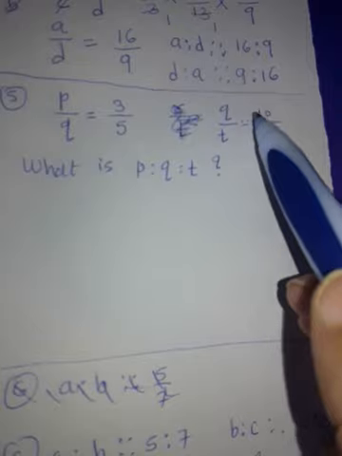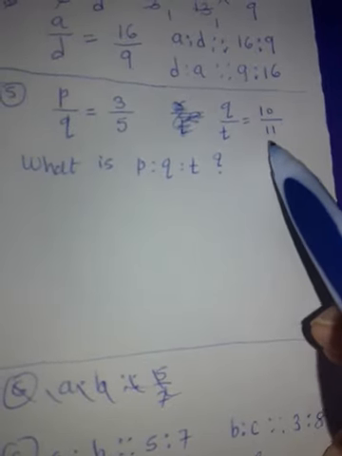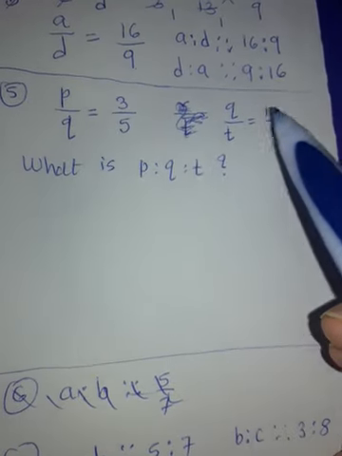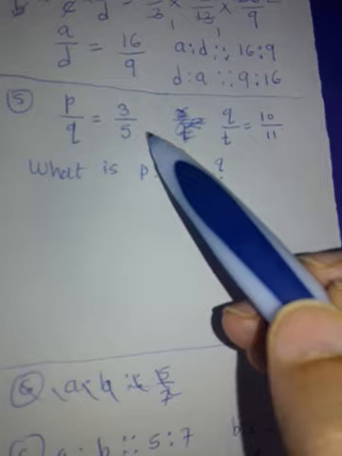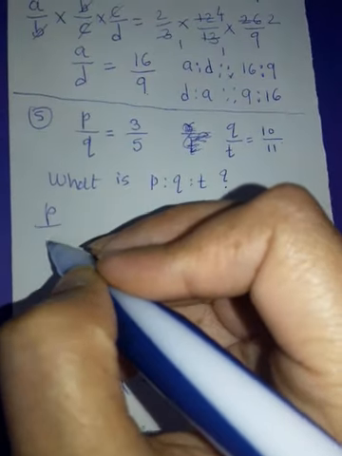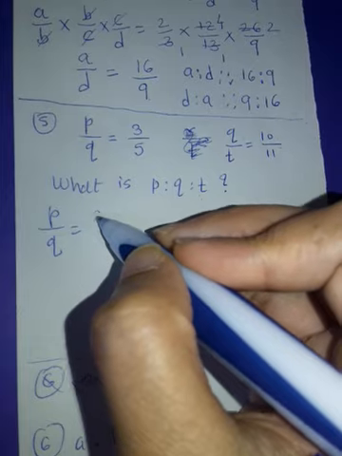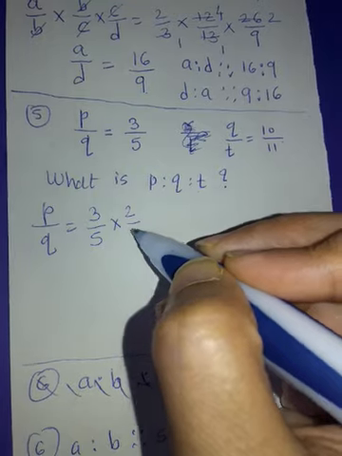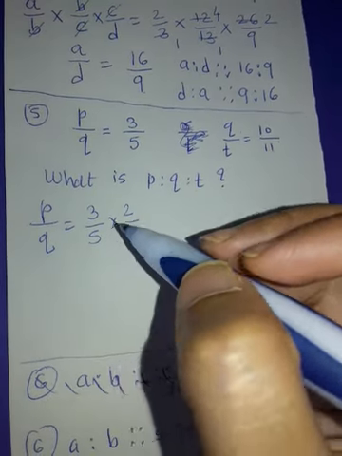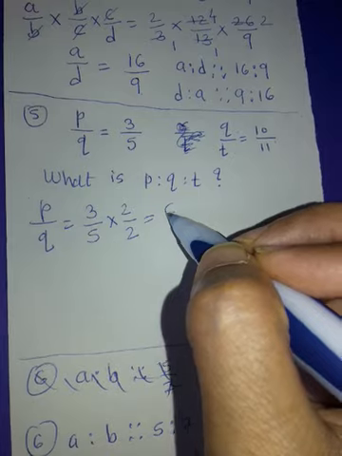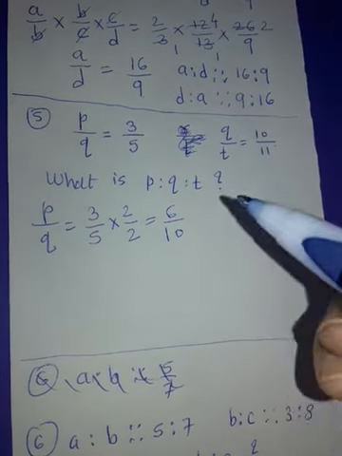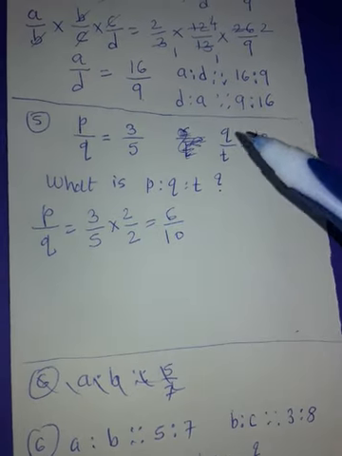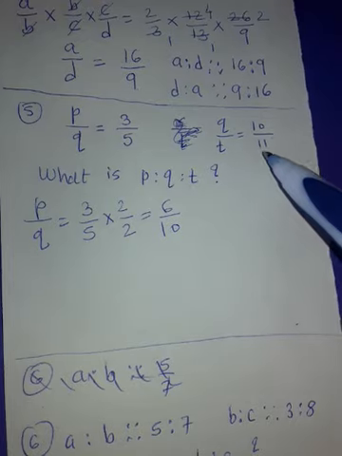Here they say when Q is equal to 10, then T is equal to 11. So I'll make this Q as 10, same as this. Can I make it? If I multiply this by 2 upon 2, what will happen? In ratio, we are allowed to multiply and divide numerator and denominator by the same number till the ratio remains the same, that we already saw. So this is 6 upon 10, isn't it? That means when P is equal to 6, Q is equal to 10, and when Q is equal to 10, T is equal to 11.